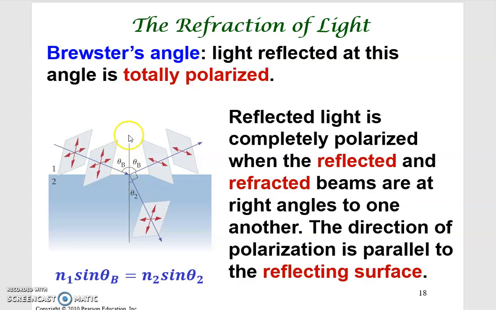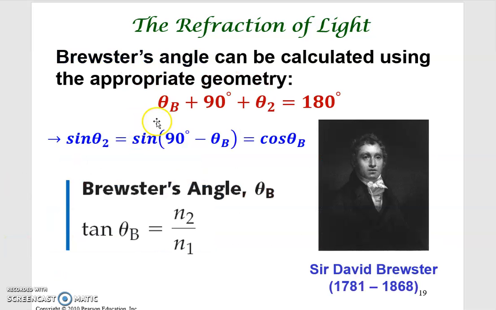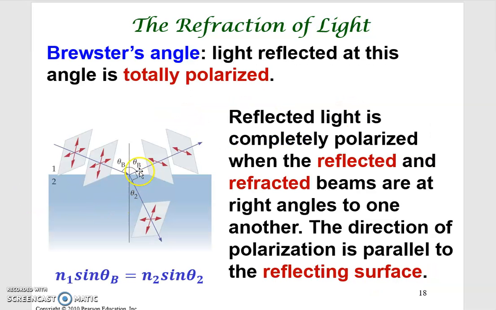And did you see that this is a normal line? So what does that tell you? If these two directions are perpendicular to each other, it means that the summation of the three angles, theta B plus 90 plus theta 2, is 180. Let's take a look at the diagram again. If you sum theta B, 90 and theta 2, it is 180. And for this particular scenario, the reflected light will be polarized.